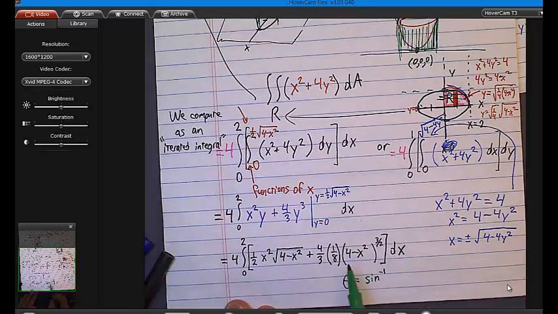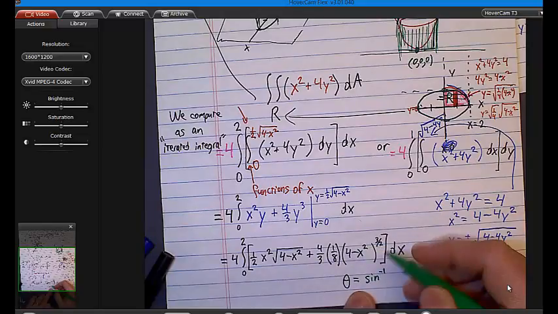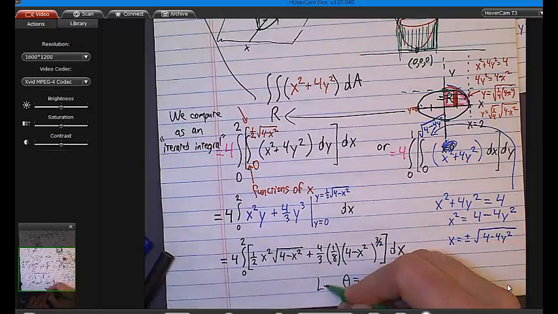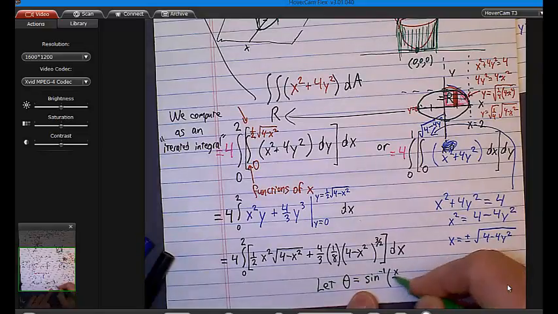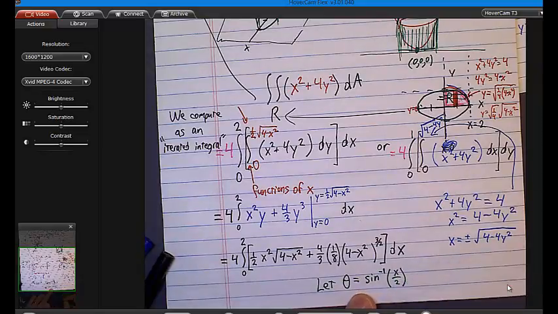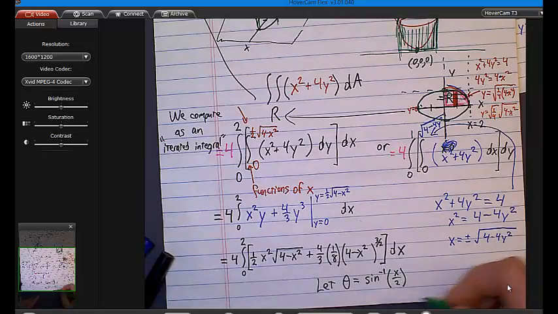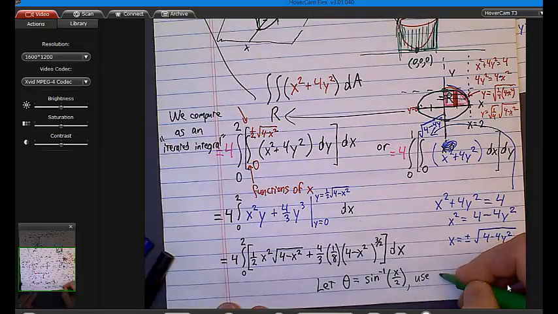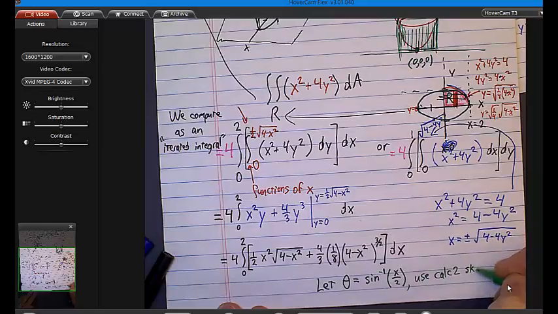You might remember that if you have a squared minus u squared, that's an inverse sine. When do you use inverse tangent? Do you remember that one? If it has a plus, you use inverse tangent. Yeah, if it's a squared plus. Anyways, the correct substitution, I believe, would be let theta be the inverse sine of x over 2 here. Okay? And use your Calc 2 skills.